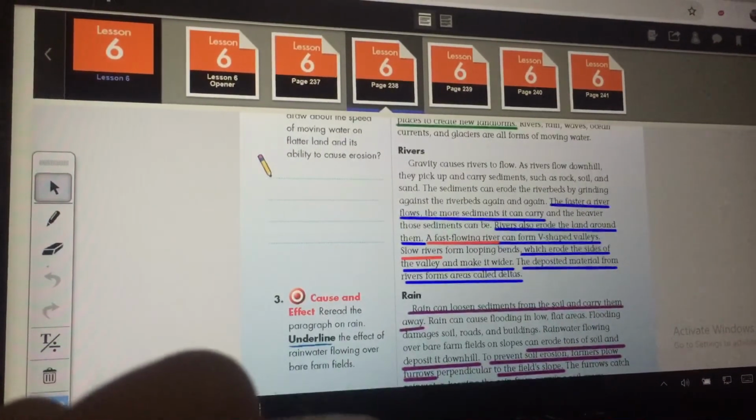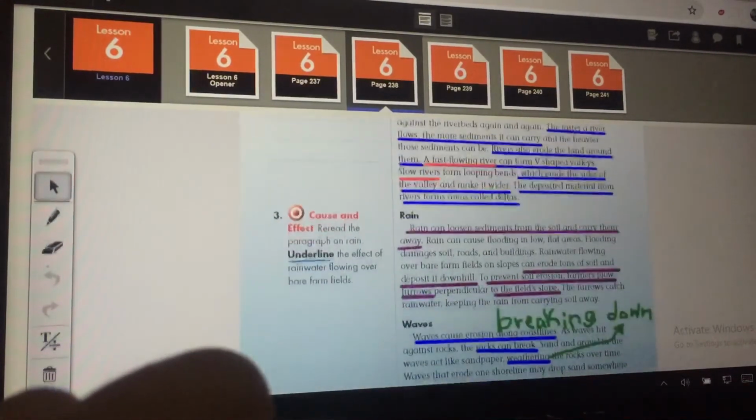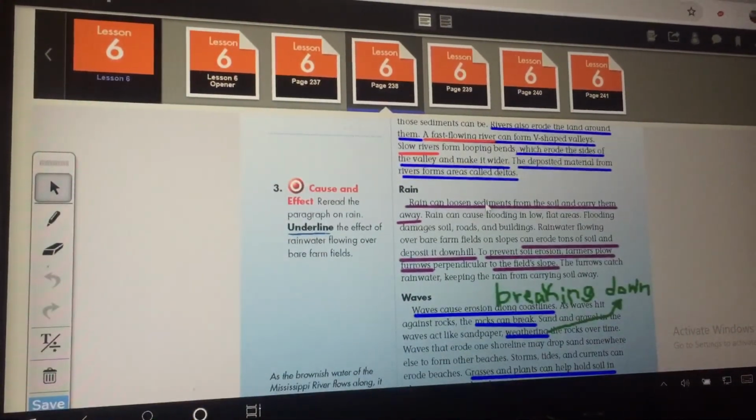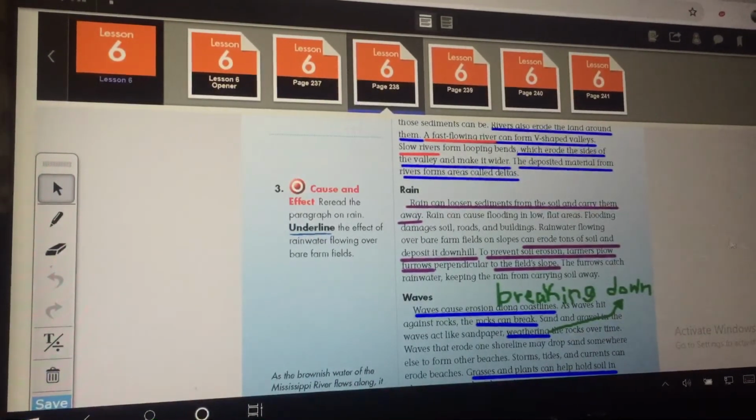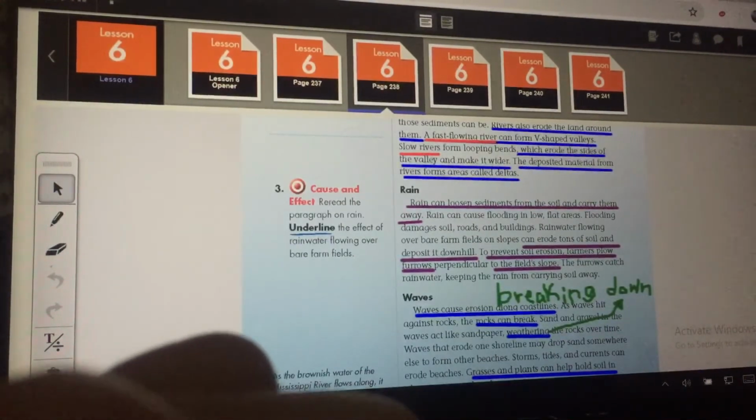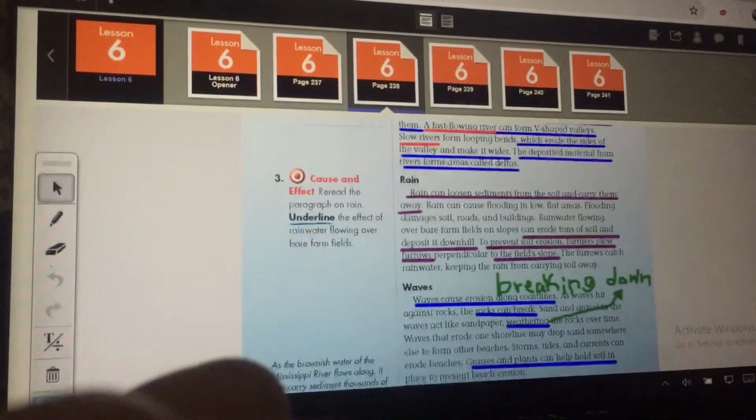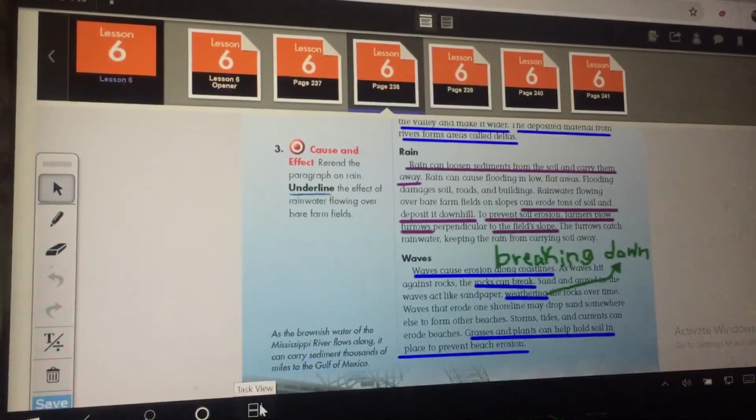Now we move to rain. Rain can loosen the sediments, the rocks and soils, break them away from each other, and carry them away. Rain can also erode tons of soil and deposit it downhill. To prevent soil erosion, farmers plow furrows on the field's slope. I will explain what it means that farmers plow furrows now in the PowerPoint presentation.